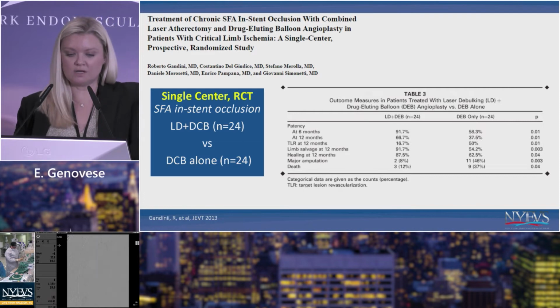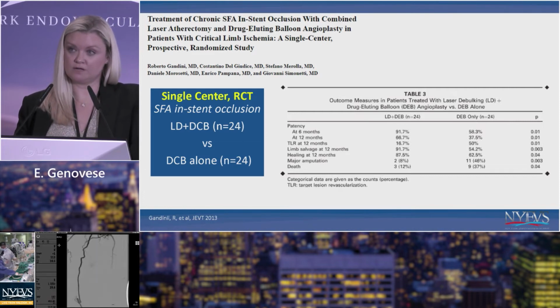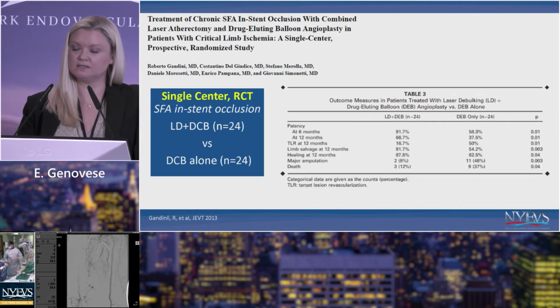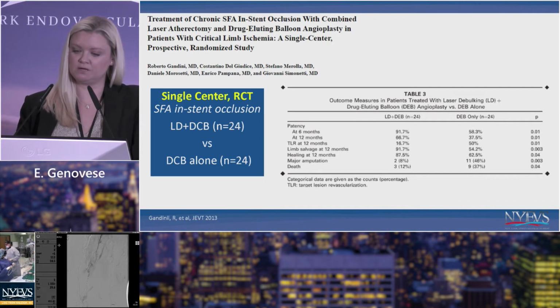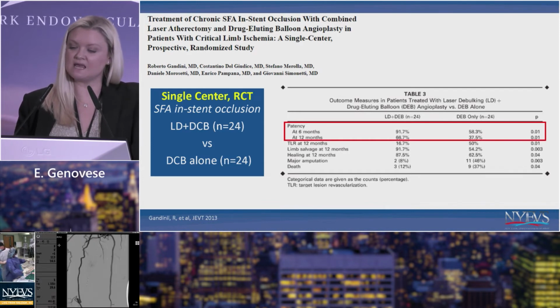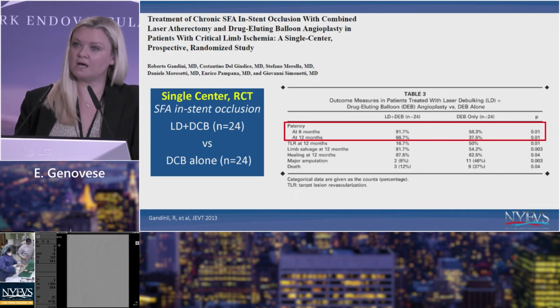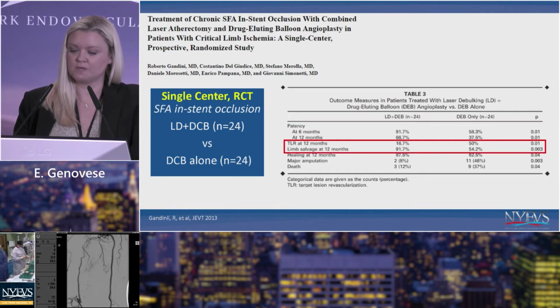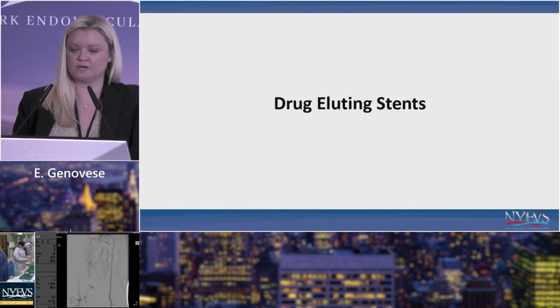There was also a nice randomized controlled trial that looked at a very complex lesion, so it's all in-stent occlusions, and it looked at laser and DCB versus DCB alone. And again, what you're seeing is that patency at 6 months and 12 months were significantly improved in this pretty tough patient population when you had the combined laser and DCB compared to DCB alone. And again, also improved limb salvage rate.